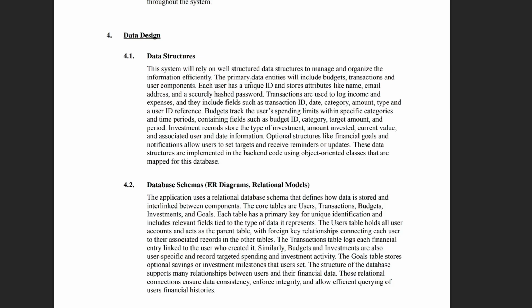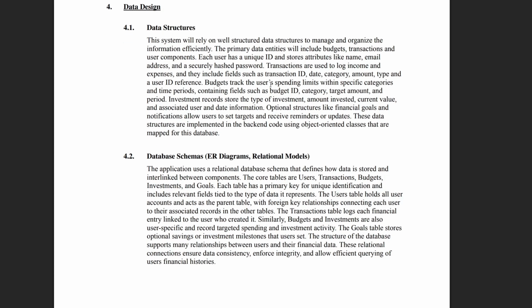Okay, so continuing on with our software design document, we're looking at Section 4, our data design. Our data design ensures both efficiency and integrity. The budget and investment tracker uses a relational database model which organizes data into structured tables such as users, transactions, budgets, investments, and goals. Each user is assigned a unique ID, and their associated records like expenses or savings goals are linked via foreign keys. This guarantees that all financial data is consistently tied to the correct user.